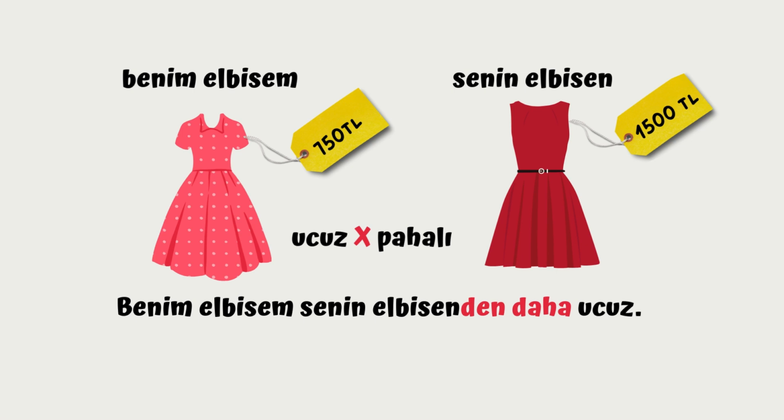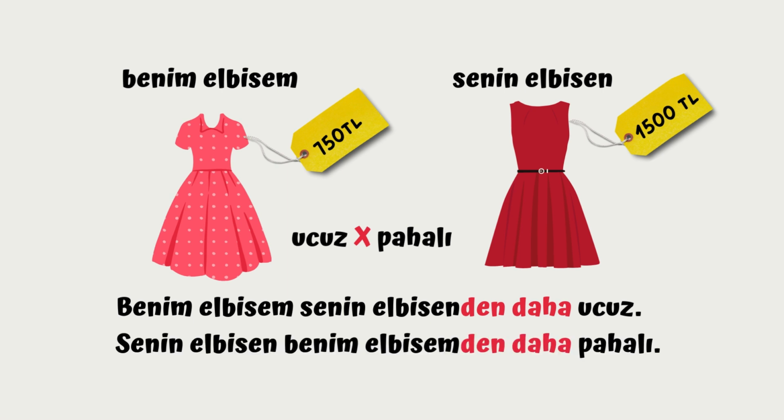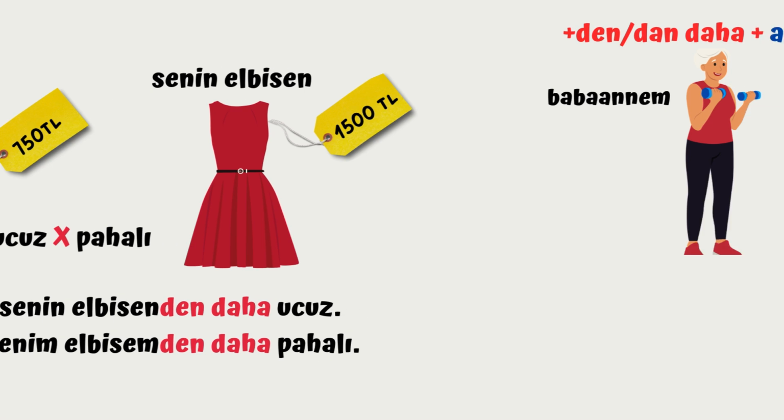Let's take a look at the second example sentence. Senin elbisen benim elbisemden daha pahalı. So your dress is more expensive than my dress. So it's quite easy actually in Turkish. I think it's more complicated in English. So all you need is den or dan. We're going to apply vowel harmony rule. And then daha, which means more. And then the adjective.